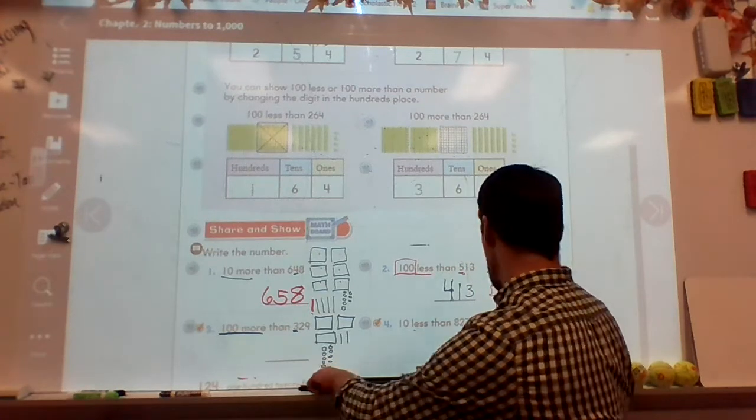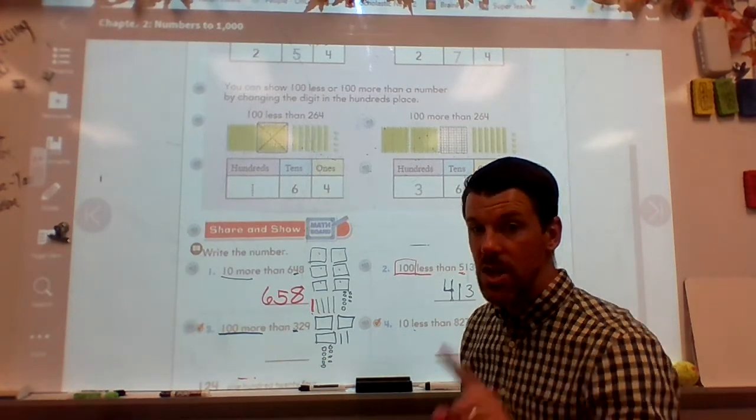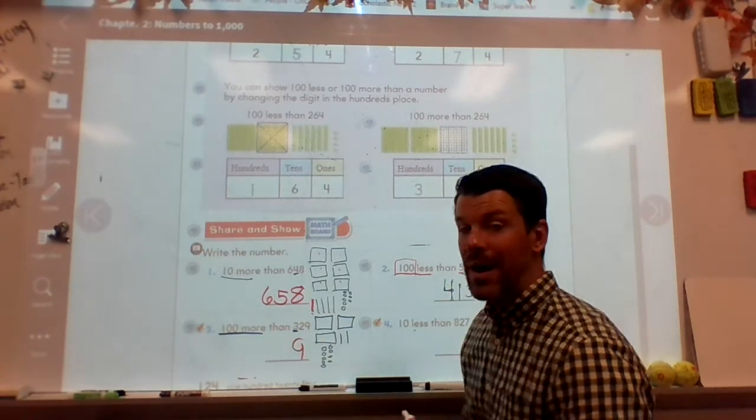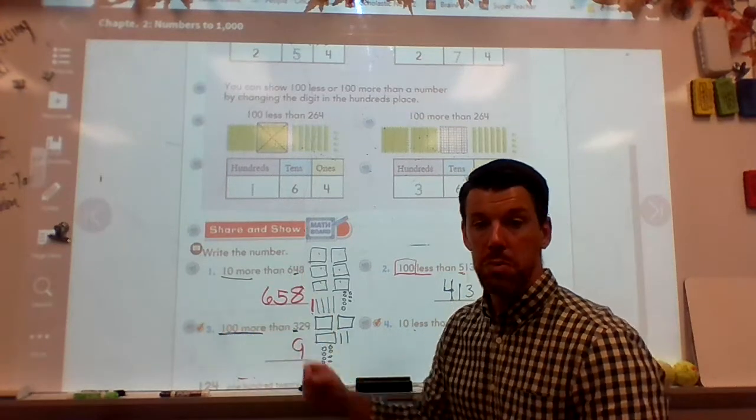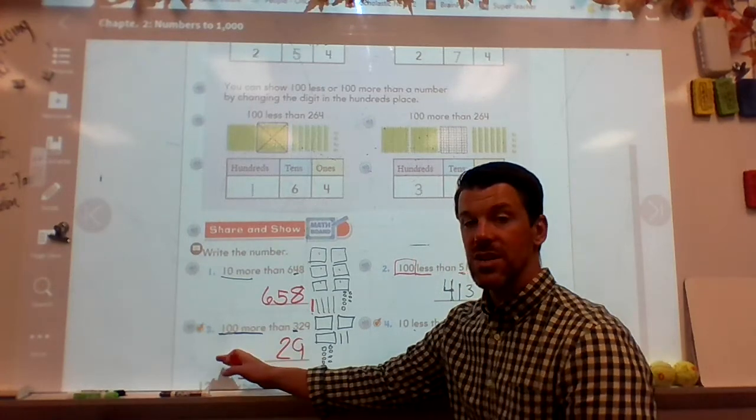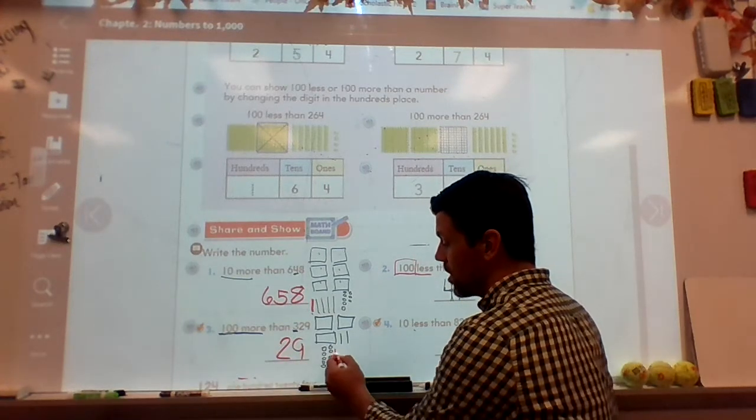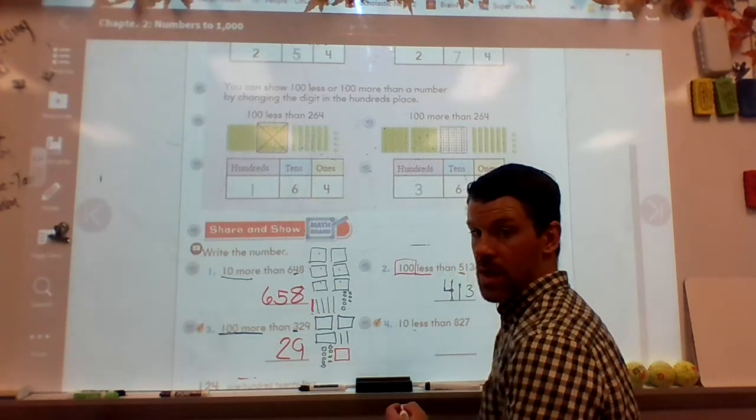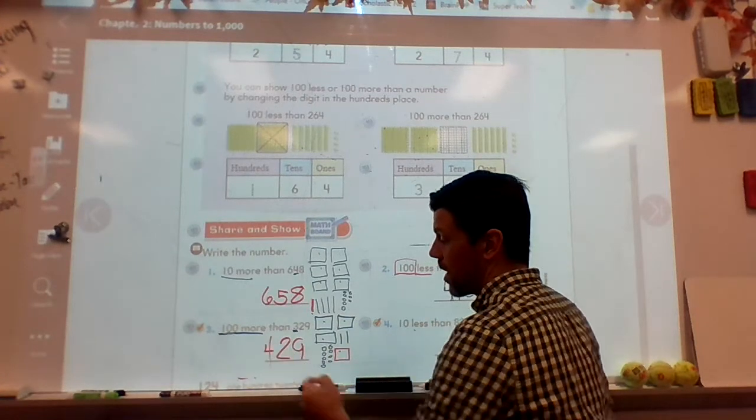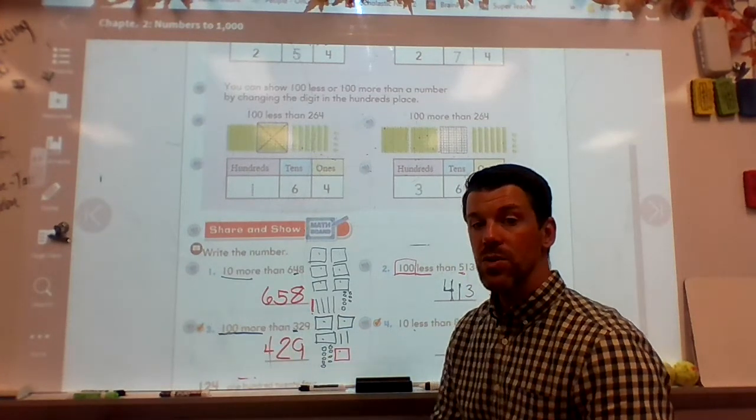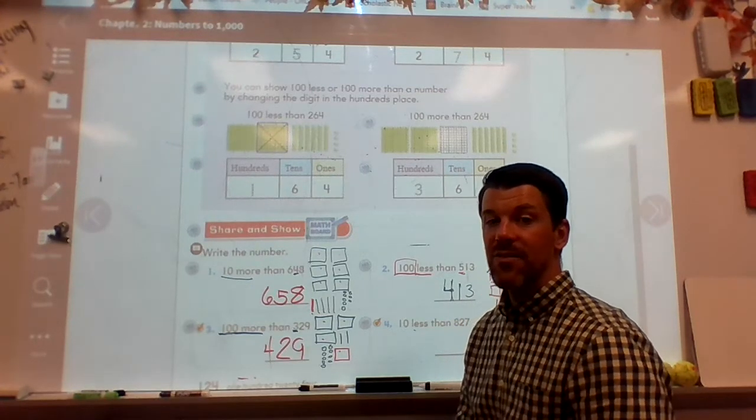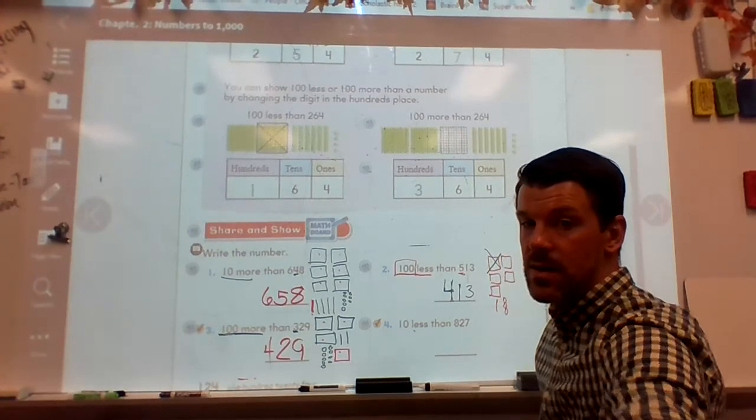Now, are my ones going to change? Nope. So I'm going to put in my 9 ones. Are my tens going to change? Nope. So let's keep my tens the same, 2 tens. Are my hundreds going to change? Yes, I need 1 more. So I'm going to draw 1 more here. How many hundreds do I have now? 1, 2, 3, 4. 4 hundreds. So I want you to try the next one, pause the video, and when you come back, you'll see if your answer matches my answer.